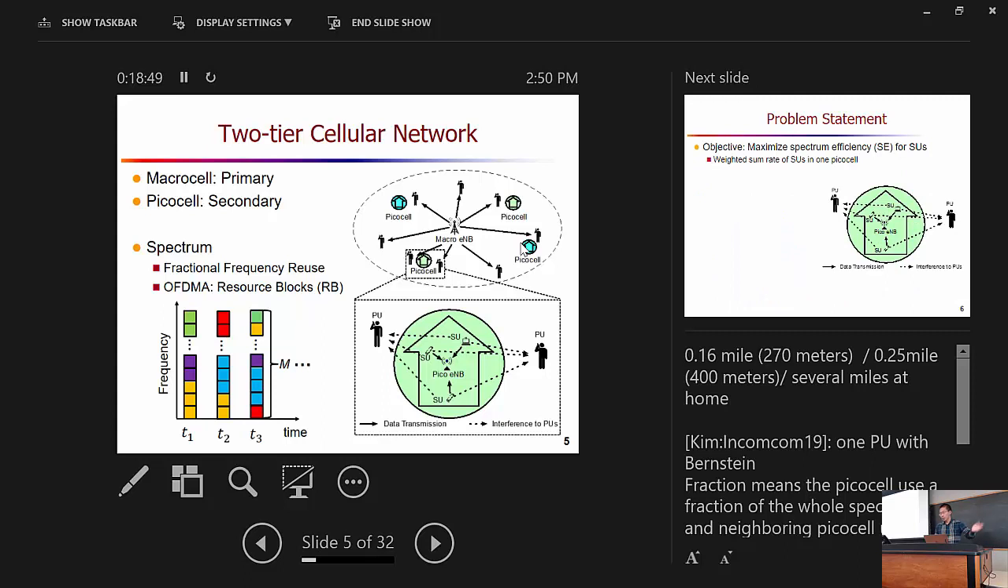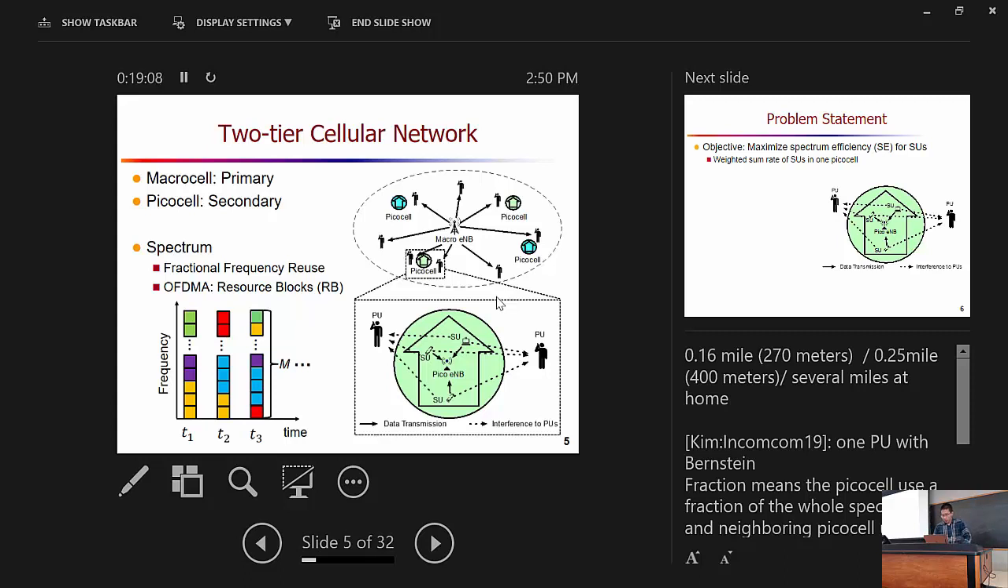Everyone knows about FDMA, so I will not talk about that. With FDMA, you cut time and frequency into pieces and give them to different users. That's why for our problem, we only need to focus on one pico cell, because they are all independent and use different spectrum.